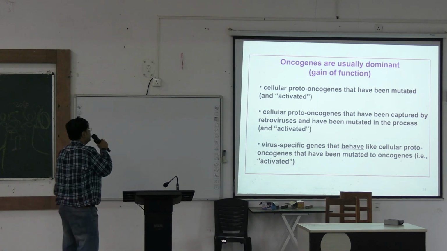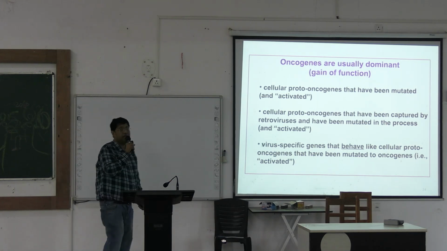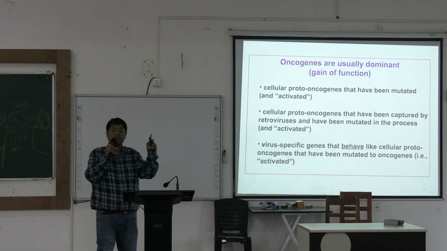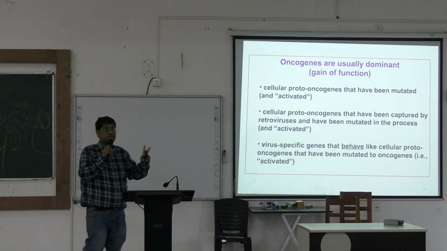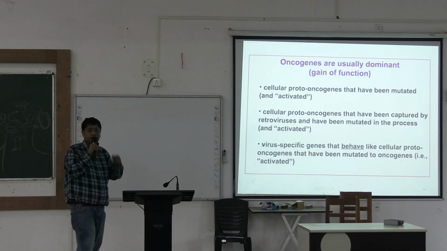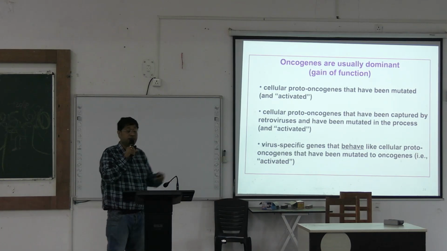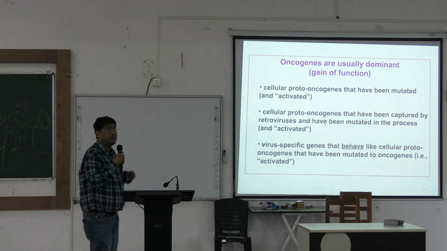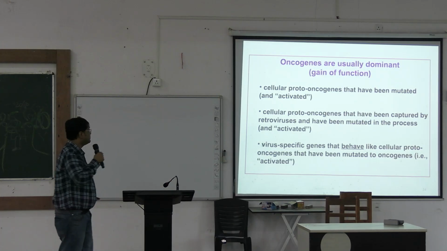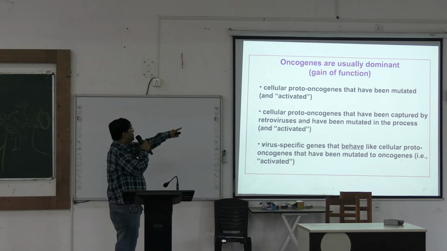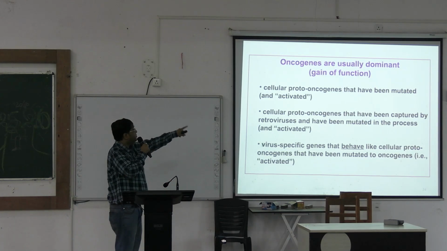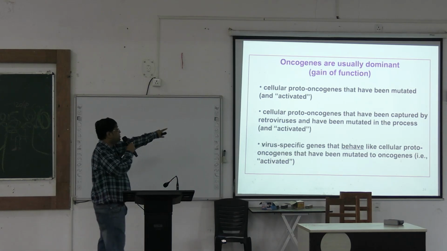Oncogenes are usually dominant. Gain of function mutation. There are two types of mutation, gain of function mutation and loss of function mutation. Here in case of oncogenesis, it is usually gain of function mutation which is leading to continuous and very aggressive proliferation. Cellular proto-oncogenes that have been mutated and activated. Cellular proto-oncogenes that have been captured by retroviruses.